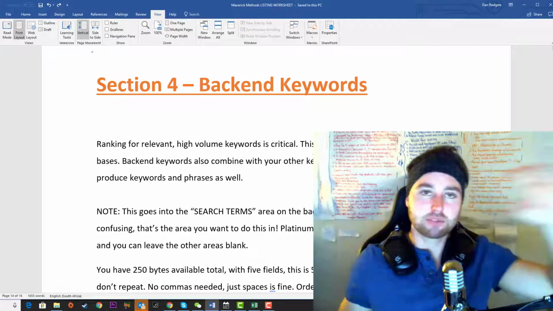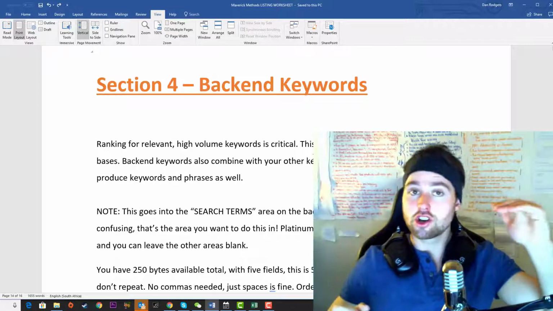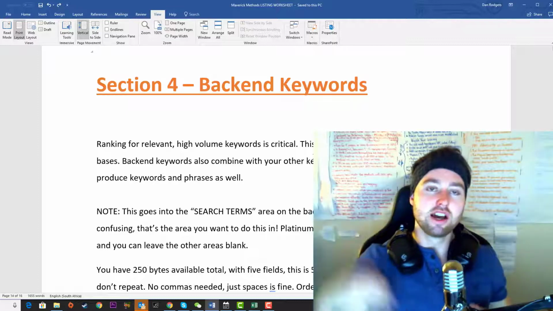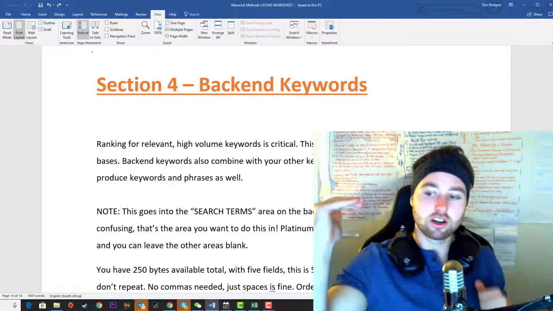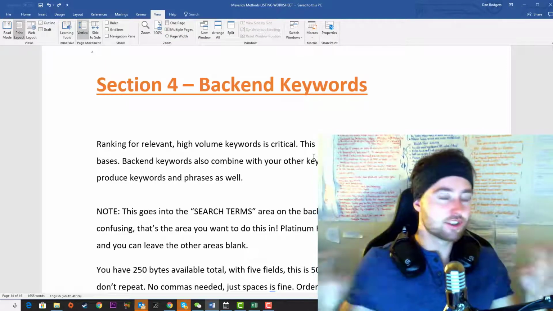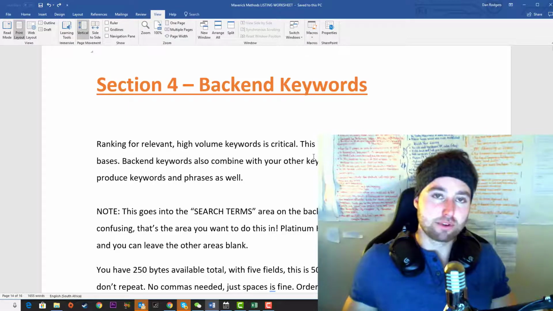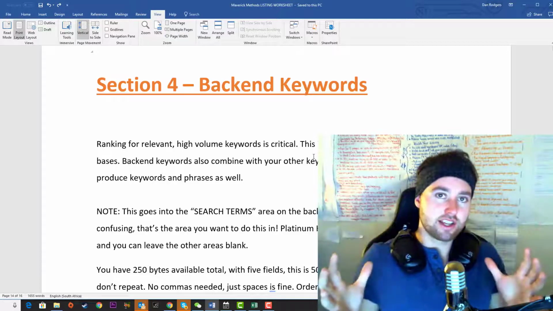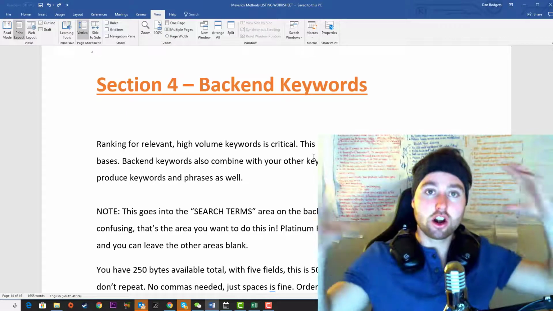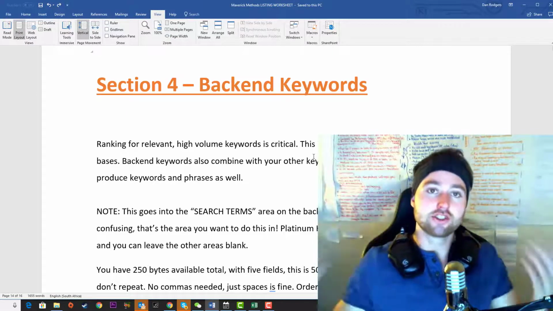Now, things like platinum keywords, you can leave all of these blank. The one that's important is search terms. That's where you're going to input the back-end keywords. They don't have to be in any particular order. They don't need to have commas in between them. And you don't need to repeat keywords at all in the back-end keywords. What's going to happen is that these keywords you have in here, all these unique keywords, are going to be combined with other keywords on your listing already to form new key phrases for you that you can rank for.